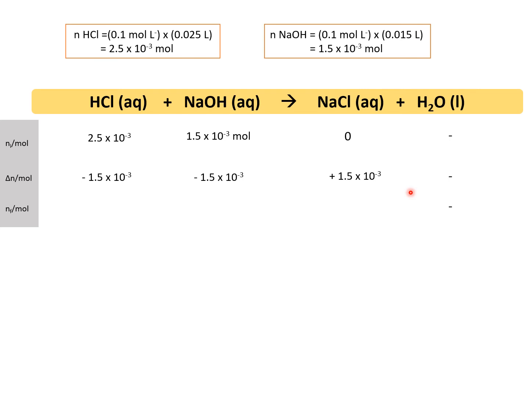Okay, once we get the number of mole change yang berubah, okay, kita carilah number of mole final. Okay, so yang tinggal untuk HCl 1 times 10 to the power of negative 3 mole, sodium hydroxide dah habis, all consumed up. Okay, and then NaCl 1.5 times 10 to the power of negative 3.